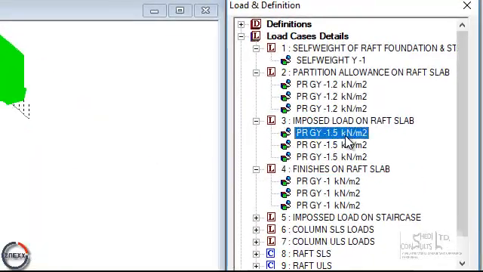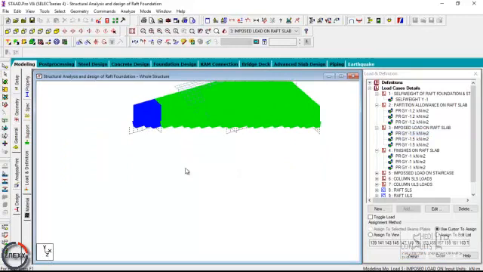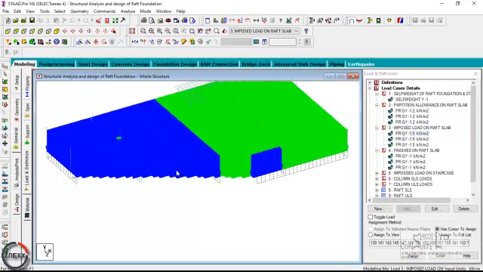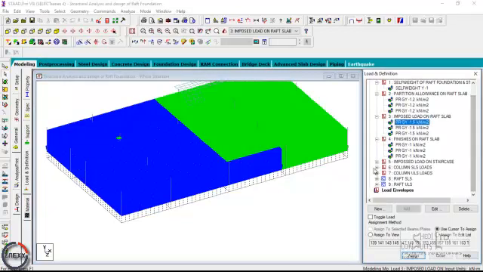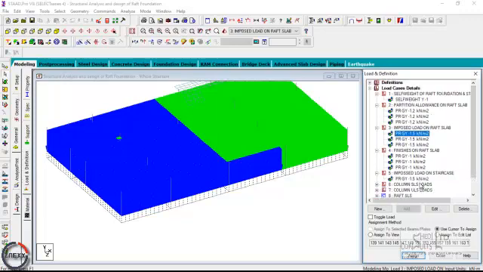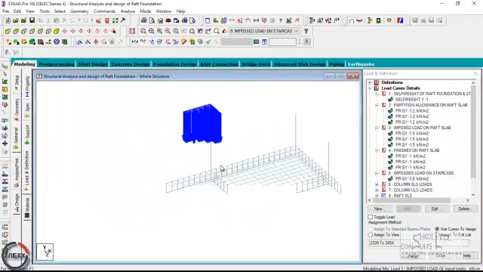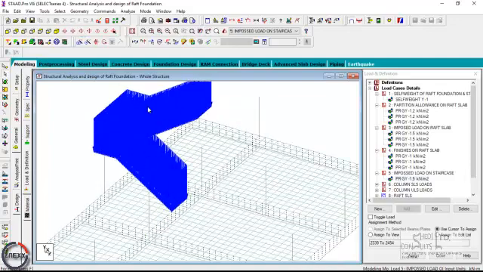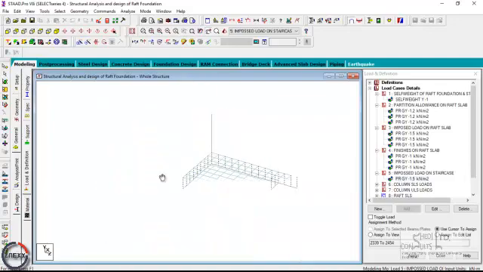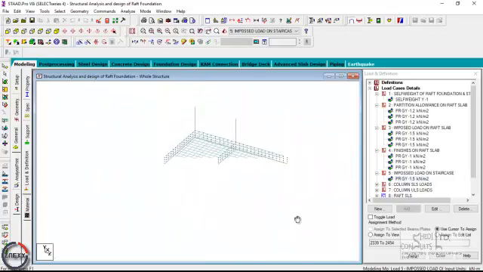And then this is the imposed load on the Raft slab due to walkway, human access. There'll be continuous human access on the ground floor, so this is the imposed load permitted by the code due to human access. Then the staircase. The staircase was designed together with the Raft slab, so you also have imposed loads on the staircase, which were applied together.